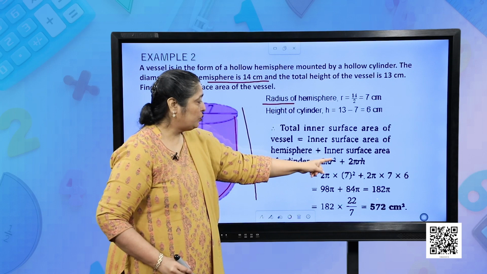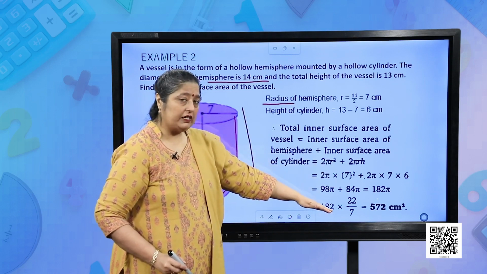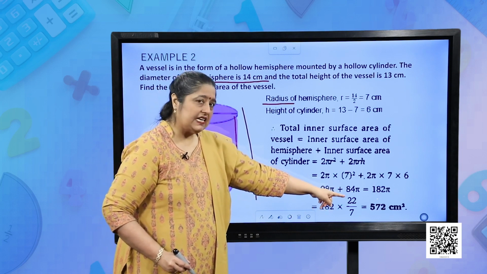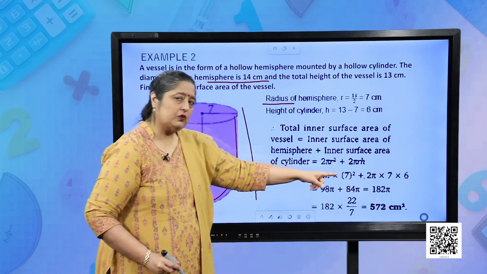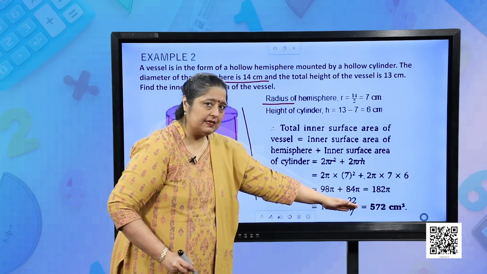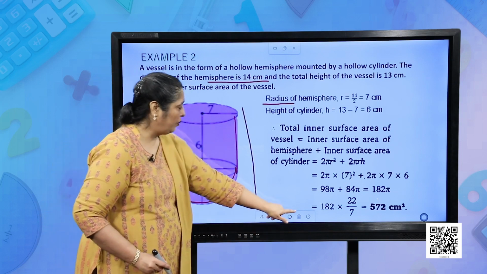So, substituting all these values, we can put the value of pi later on to avoid long calculations, that is 98 pi plus 84 pi. Adding these two, we have 182 pi. Now, we can substitute the value of pi and calculate as 572 centimeter square. I hope you have understood this example. Now, let us move forward.